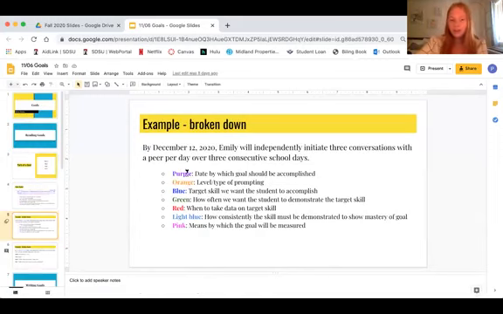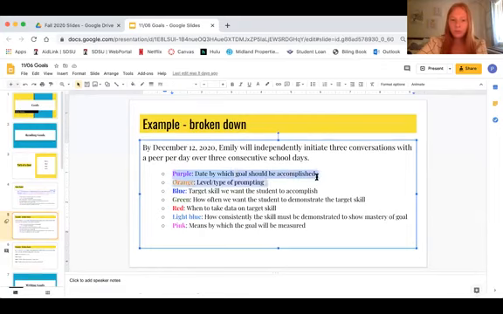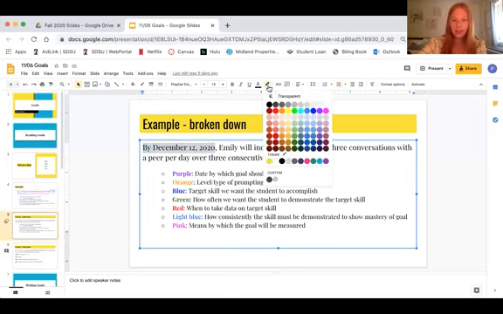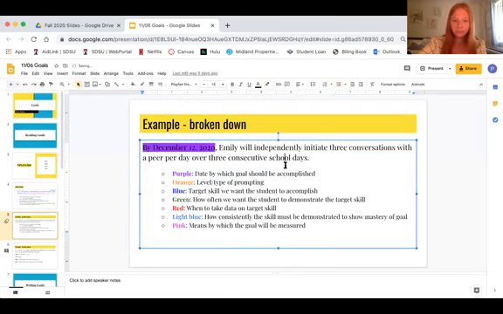So first, let's do the purple. The date by which the goal should be accomplished is going to be December 12th, 2020. So let's go ahead and make that purple. Oh, that's awful. I don't like that one bit. Okay, that's better.